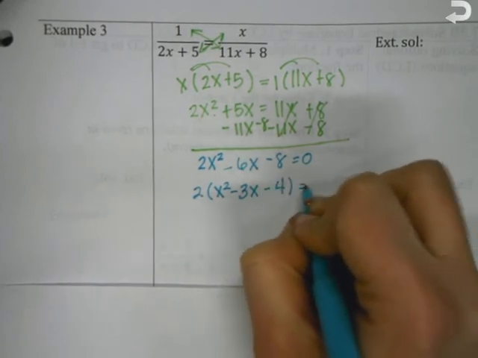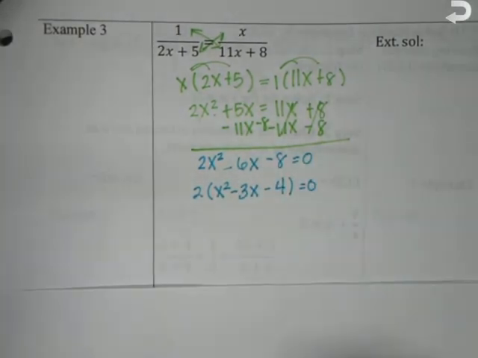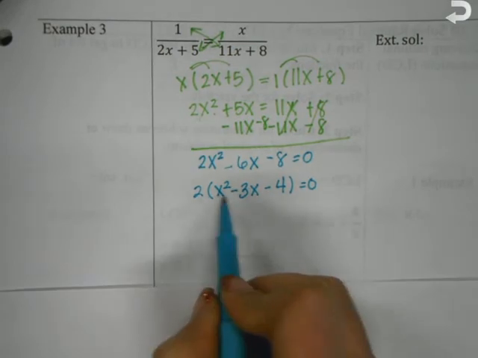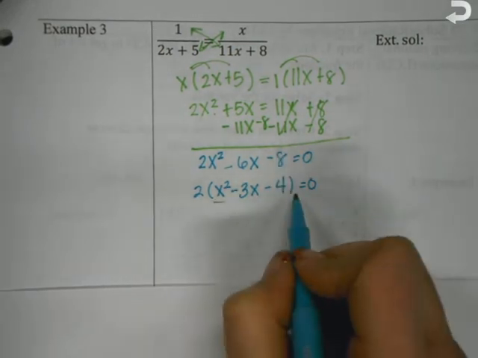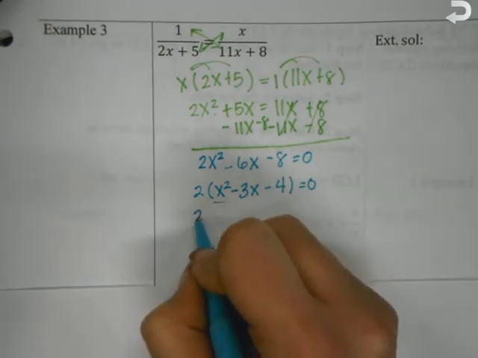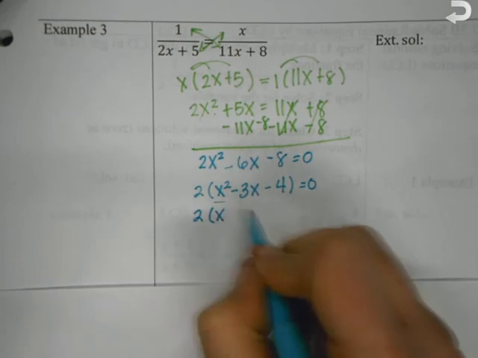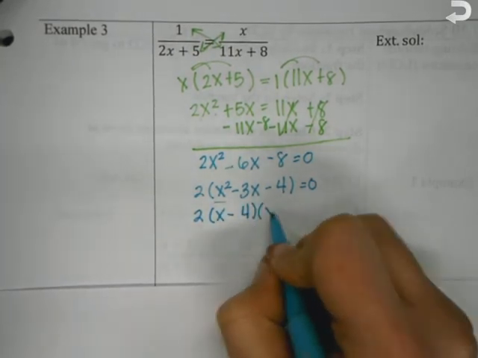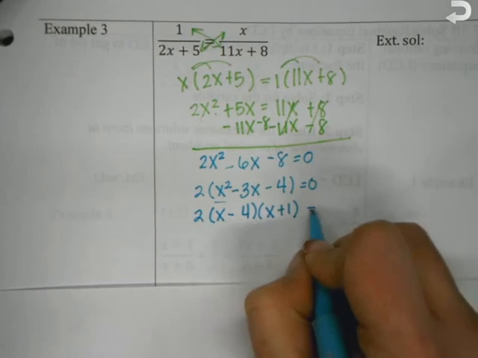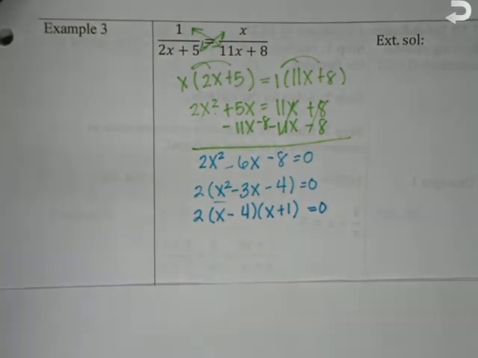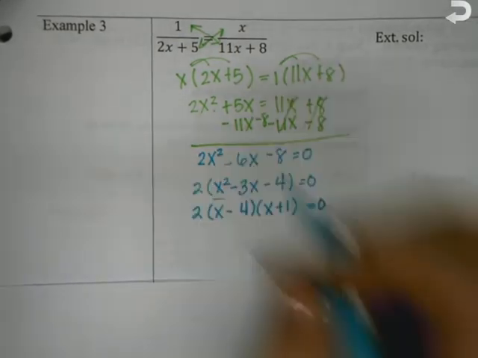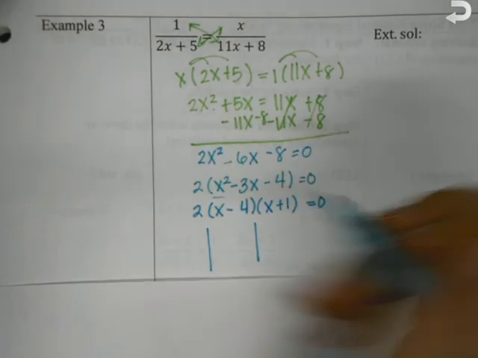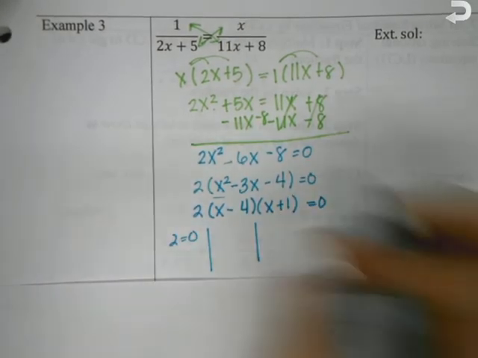And so then we want to factor this thing. So we can use diamond on this now. So this is going to be 2 times x minus 4 times x plus 1 equals 0. And then how do I solve for x here? We set every single one equal to 0. So I have 2 equals 0, x minus 4 equals 0, and x plus 1 equals 0.